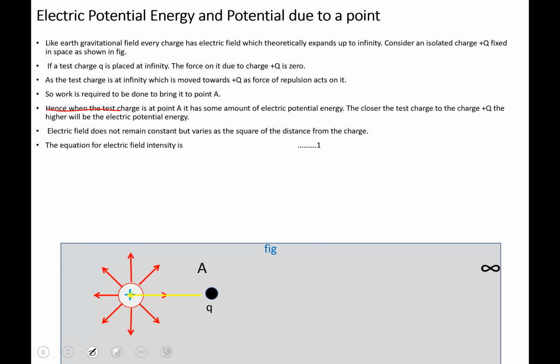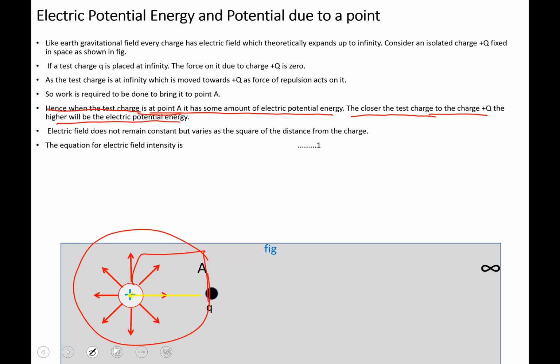Hence, when the test charge is at point A, it has some amount of electric potential energy. That means it will experience some force produced by this isolated charge Q. The closer the test charge is to the isolated charge Q, the higher the electric potential energy will be. The electric field does not remain constant but varies as the inverse square of the distance from the charge. That means when it was over here, the electric field was approximately equal to 0.